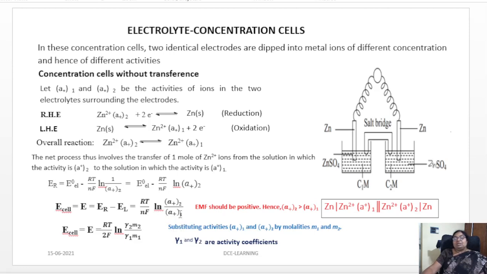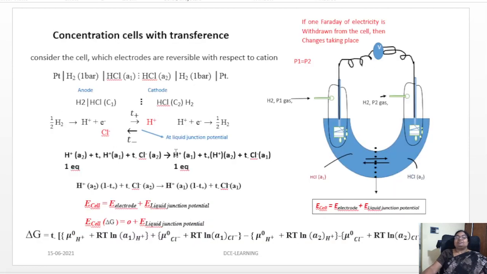Substituting the activities A1 and A2 by molalities m1 and m2 and activity coefficients gamma1 and gamma2, the equation is rearranged: E cell is equal to 2 RT by 2F ln of gamma2 m2 by gamma1 m1. Here 2 represents the number of electrons involved in the chemical reaction. So this is the cell without transference.